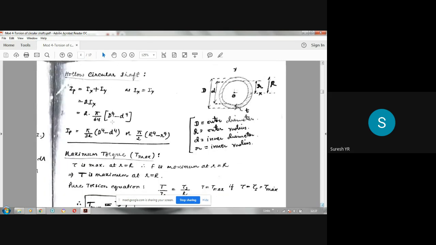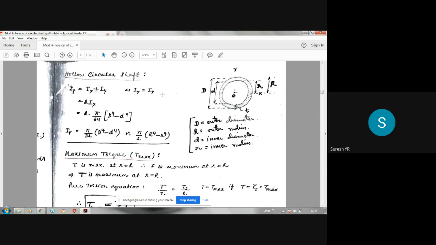Suppose it is a hollow circular shaft, see this is hollow. Here capital D is the outer diameter, small d is the inner diameter, capital R is the outer radius, and small r is the inner radius. This portion is hollow, so the thickness is T here. How to get the thickness? T is equal to capital R minus small r.